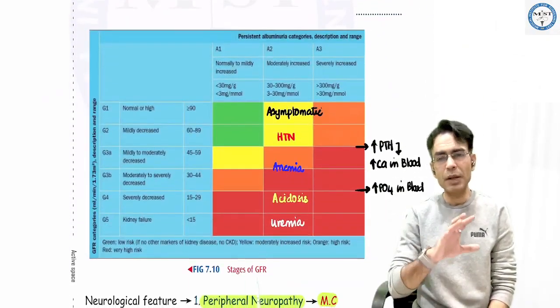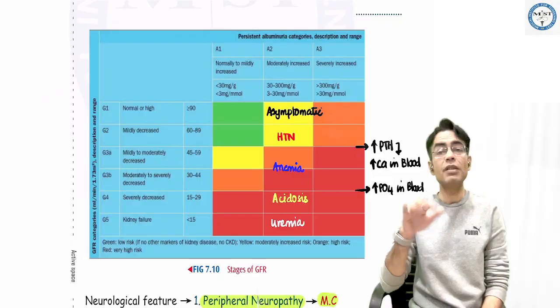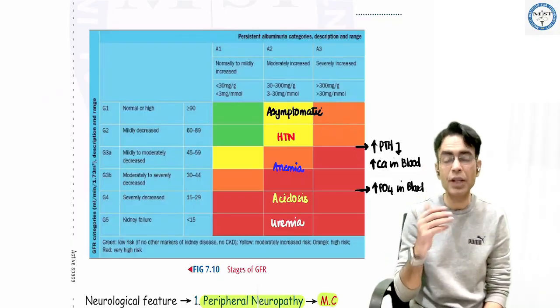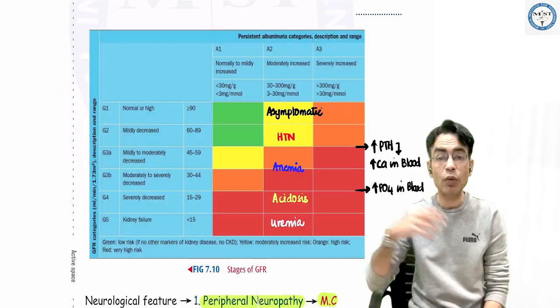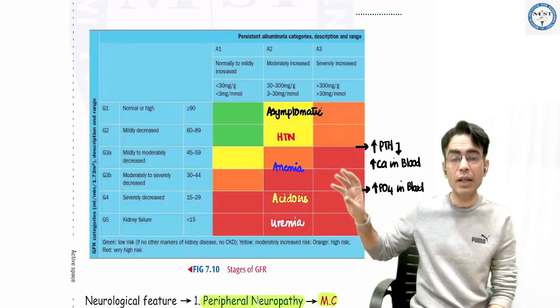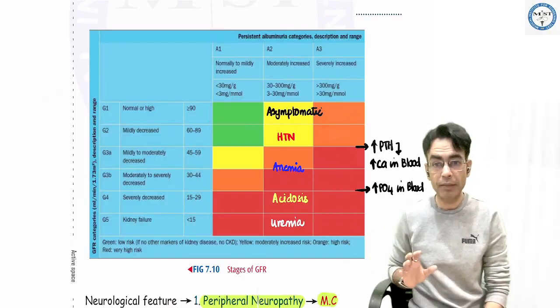So in the G1 stage, the patient is having more than 90 GFR and remains asymptomatic. In G2, hypertension will come into the picture. G3, anemia, because the kidney is an organ which secretes erythropoietin for RBC production. So anemia will occur, and then acidosis and uremia.